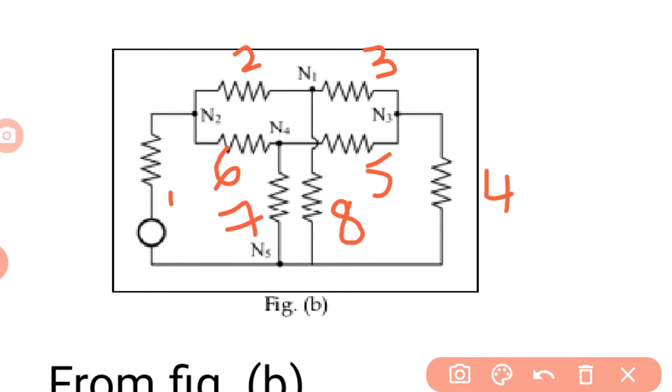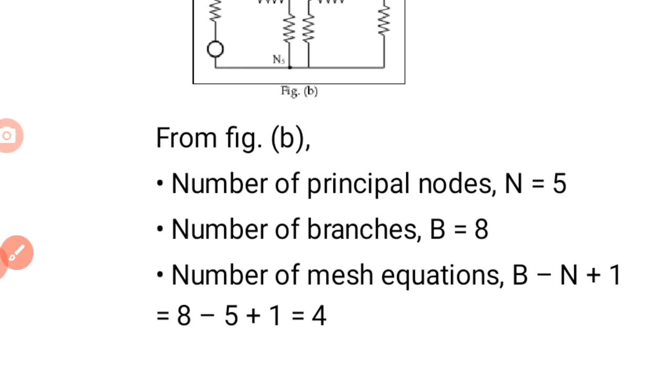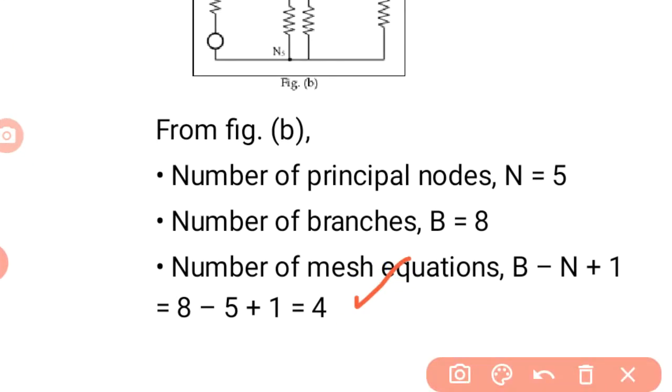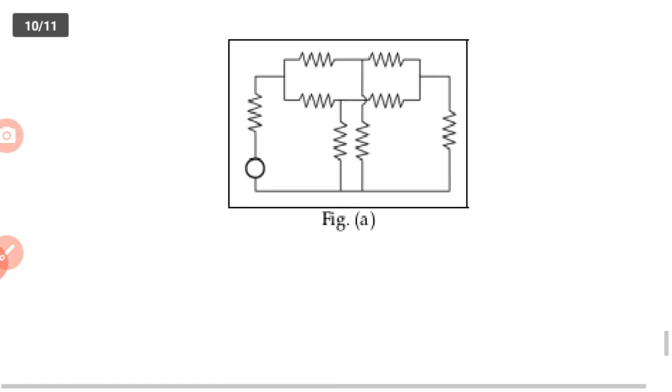So the number of branches is equal to 8, the number of nodes is equal to 5. Then the number of mesh equations required is equal to 8 minus 5 plus 1, that is equal to 4. The number of mesh equations required is equal to 4. I think it is clear for everything.